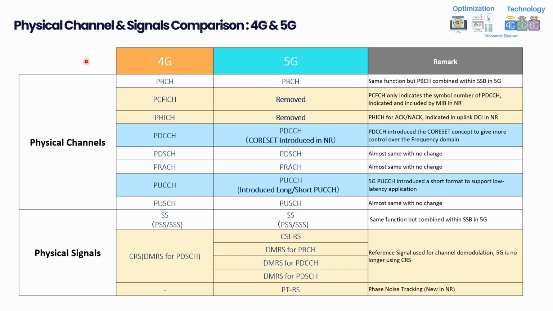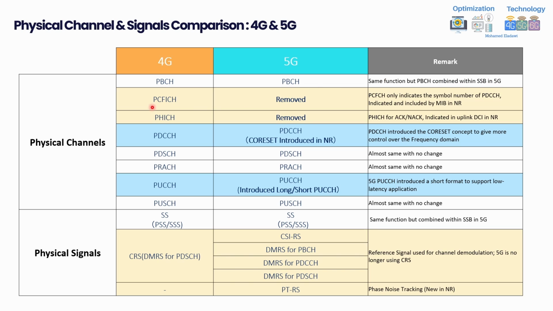Now let's go through a high-level comparison between the physical channels and physical signals between 4G and 5G before going into some details for some of those channels or signals. So initially in the first part, in the physical channels, we have the physical broadcast channel, and the physical broadcast channel in 4G and 5G has almost the same function. But the broadcast channel is now combined within the SSB block in 5G. This is the main difference.